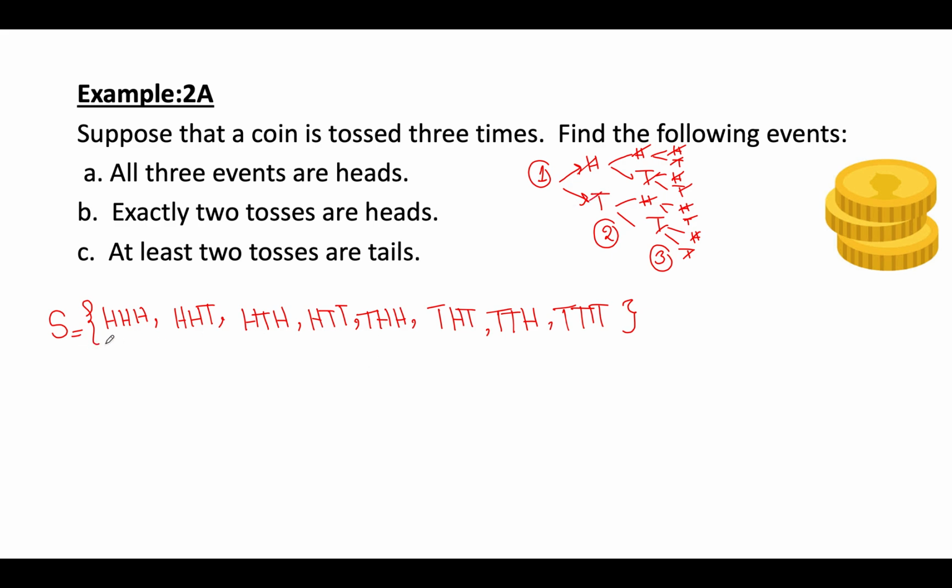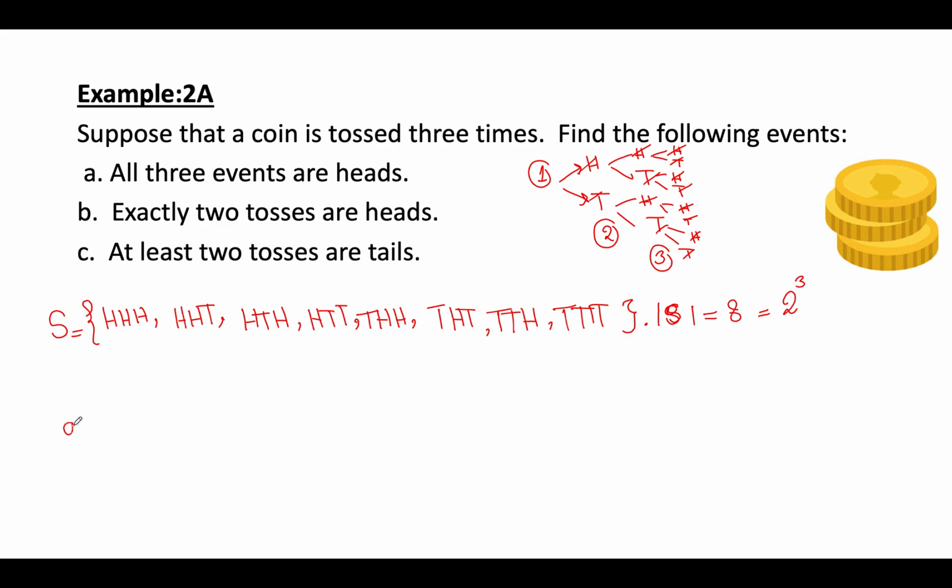If you notice here, my sample space is 1, 2, 3, 4, 5, 6, 7, 8. So the number of elements in the set S is 8, which is equal to the possible outcomes to the power of the number of times repeating the experiment.